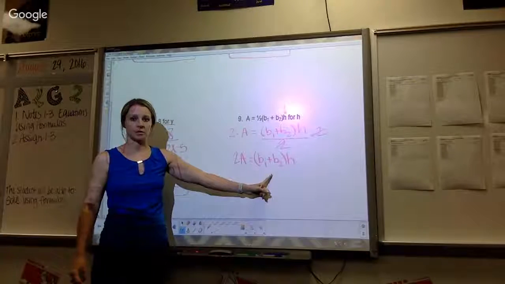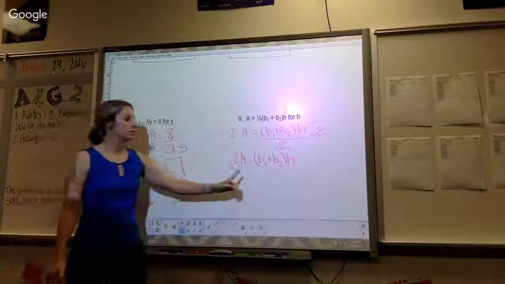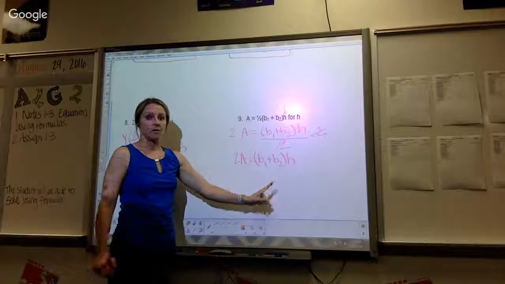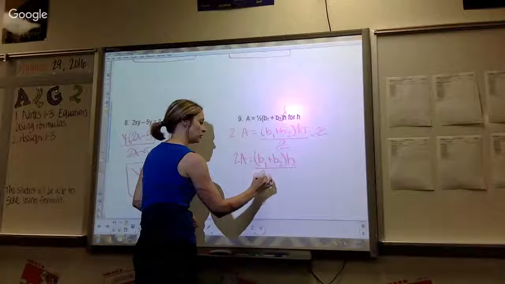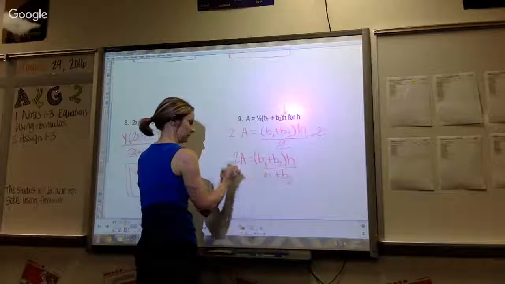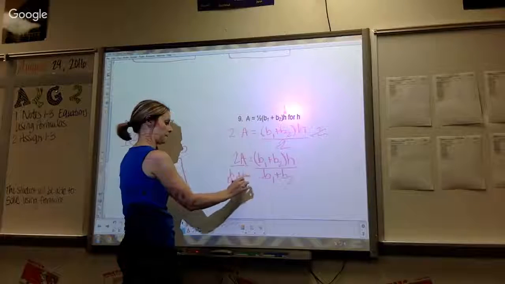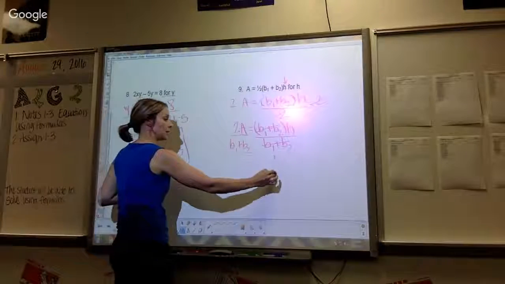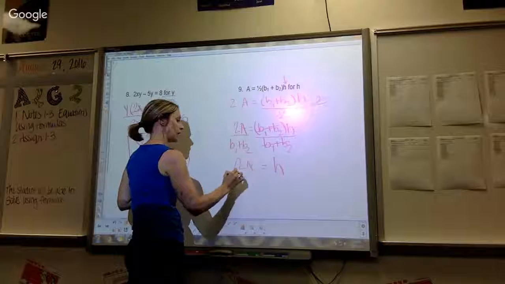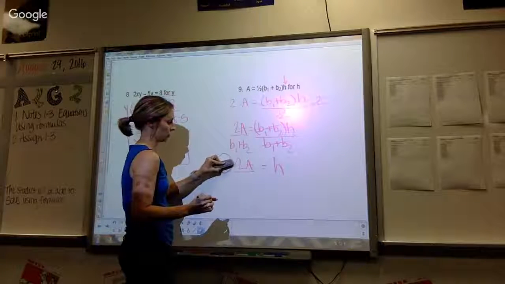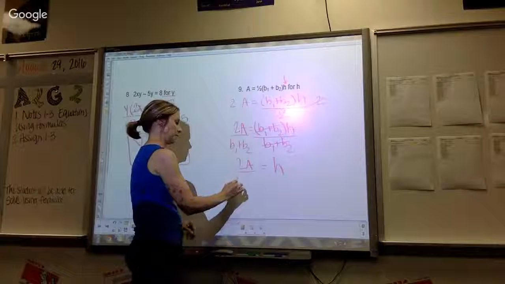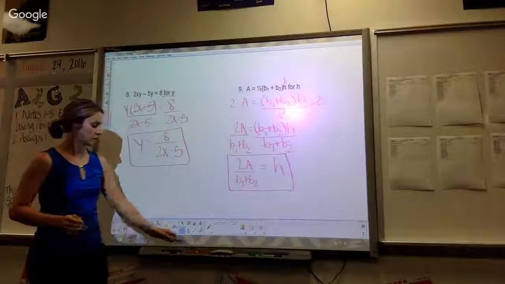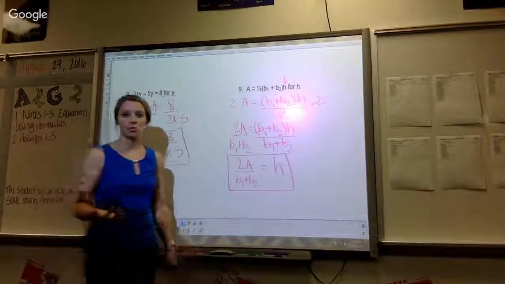And notice this looks very similar to what we were just doing over here. We have base 1 plus base 2 times the height. So to get rid of that base 1 plus base 2, we would need to divide. So the height would be 2 times the area over base 1 plus base 2. So that's solving for a variable when there's more than one variable.